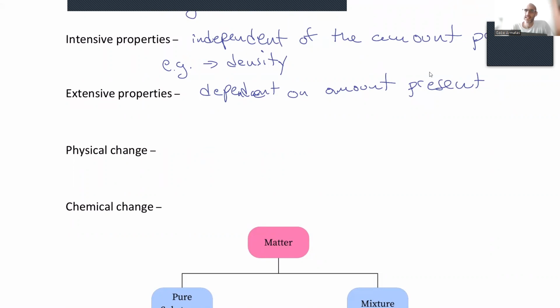So what other intensive properties can you think of? And so that's what I'm going to ask next time. What other intensive properties?